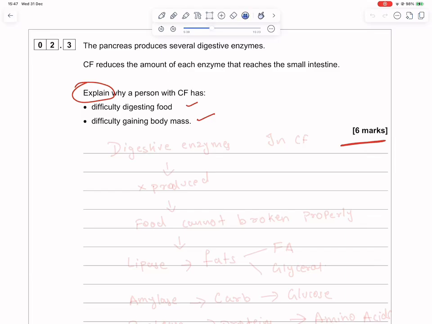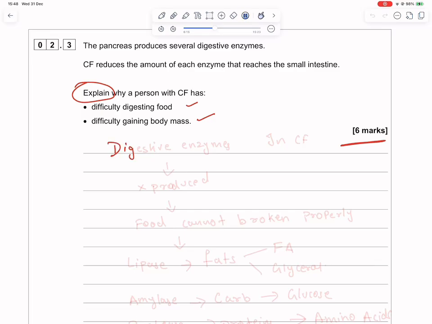Now, in a 6-marker question, you have level 1, level 2, and level 3. To get all 6 out of 6 marks, you have to attain level 3. You should cover both why it is difficult digesting food in CF and why thereby it is difficult gaining body mass. And communication, your English, your grammar, your sentences, and how logically you're connecting them is emphasized and marked here. Now, let's do a flow chart for this.